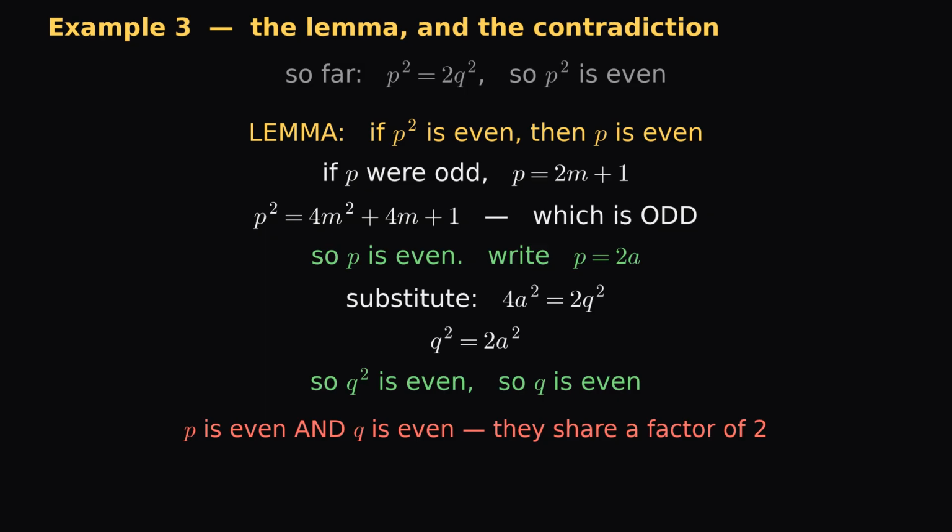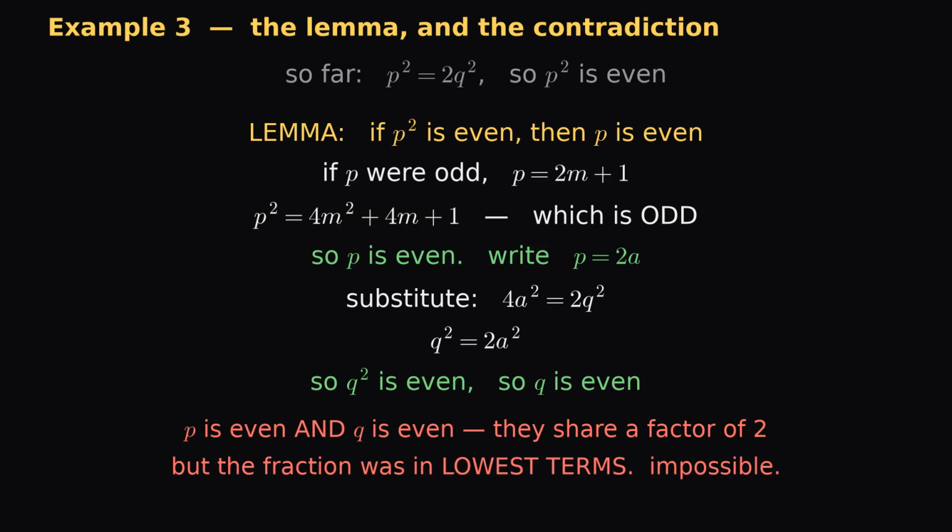And there's the contradiction. p is even and q is even, so they share a factor of 2. But we said the fraction was in its lowest terms. They cannot share a factor. That is impossible. So the assumption was false, and root 2 is irrational.